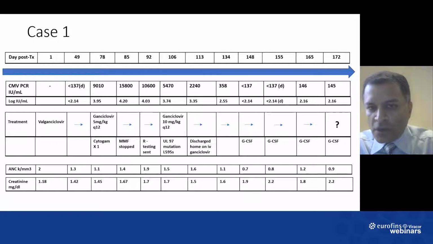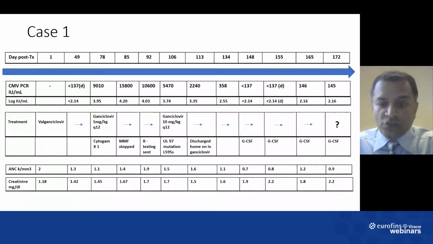Around 10 days after the test was sent, we had a decrease in the viral load and the log values. But as expected, there was ganciclovir resistance noted for CMV, with a mutation that might be dealt with by giving high dose ganciclovir. That is why ganciclovir was switched. Now you see ganciclovir switched to 10 milligrams per kilo, along with creatinine that was improving.